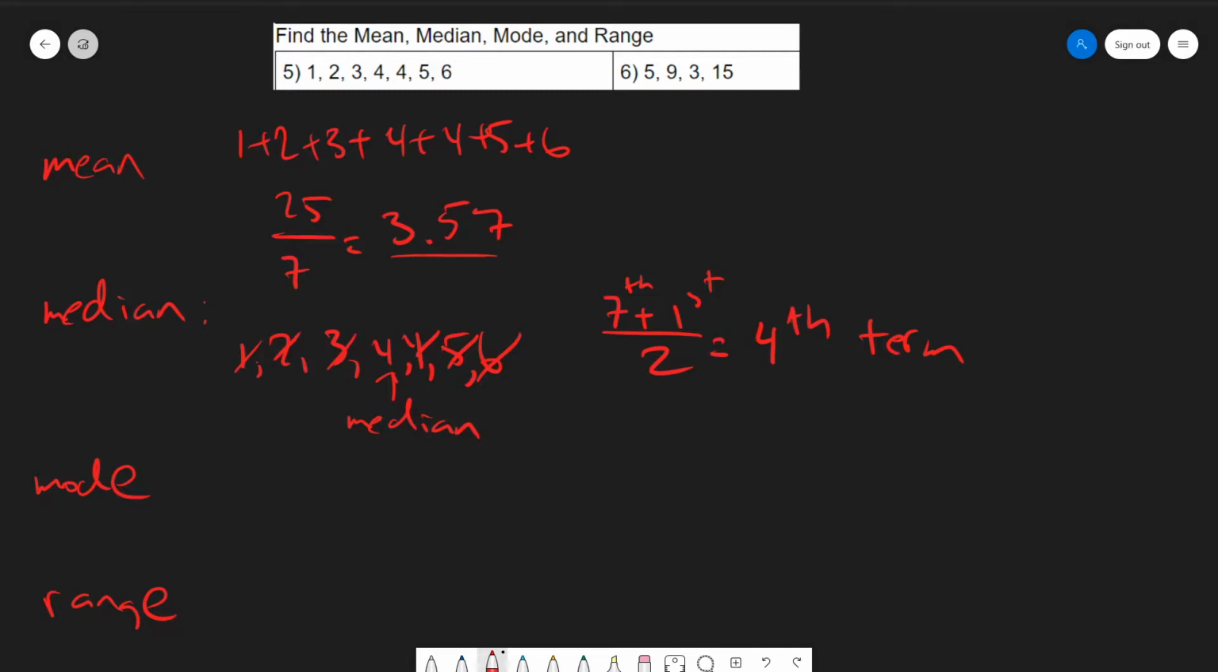If we're looking for a mode, it's just going to be the term that shows up the most. So 4 shows up twice here, so 4 is the mode. And then lastly, we're going to do a range. We're going to figure out the least to greatest. It's just 1 to 6, which is 5, so 5 is the range. Alright, let's do number 6 as well.